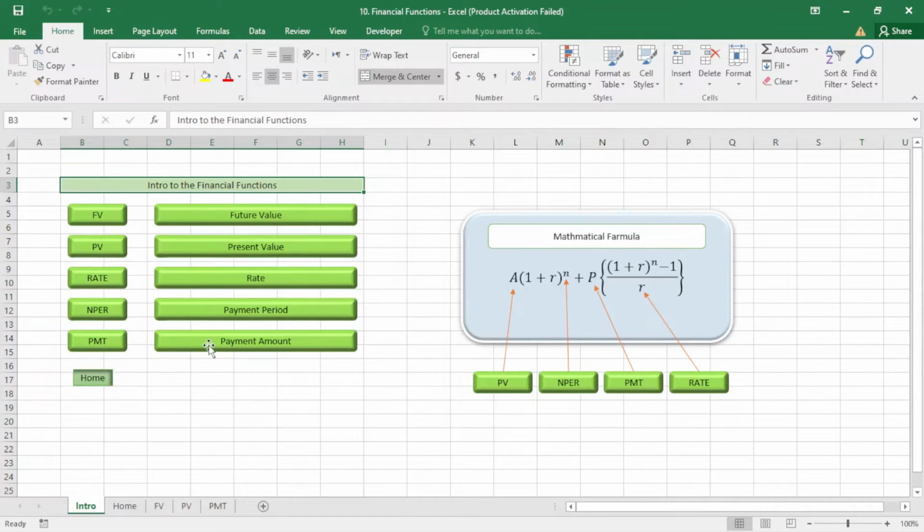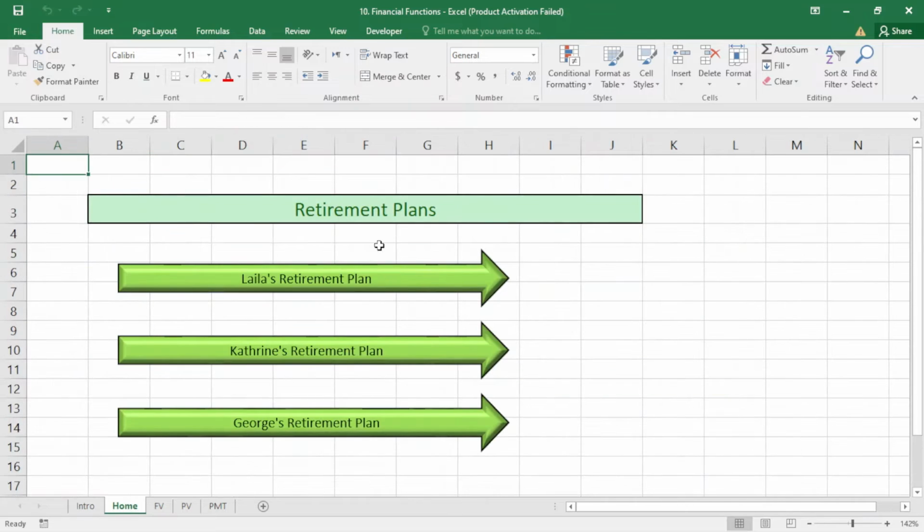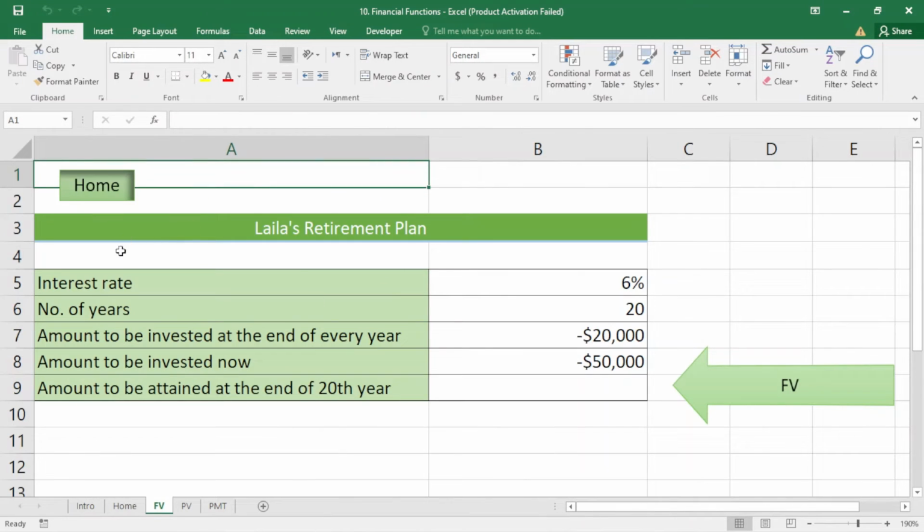So let's go ahead and go to home. And here you can see these are three people. They have retirement plans in different ways. So for Laila, she wants to find the future value here. So I click here, the future value for Laila.